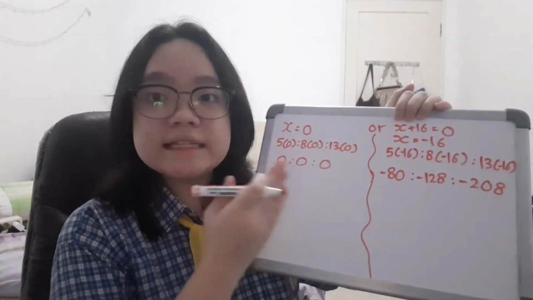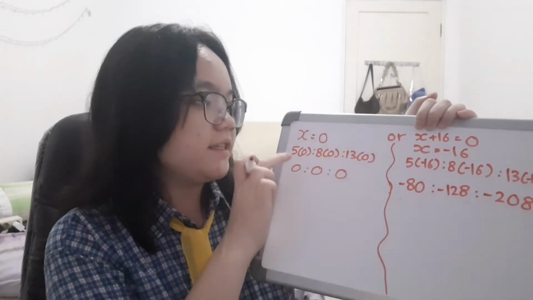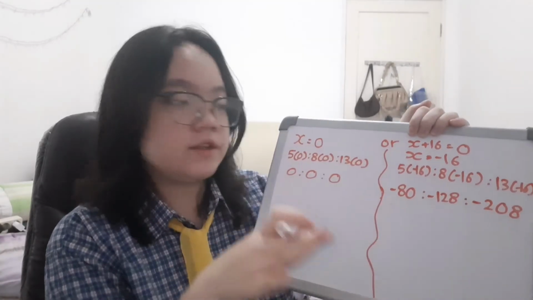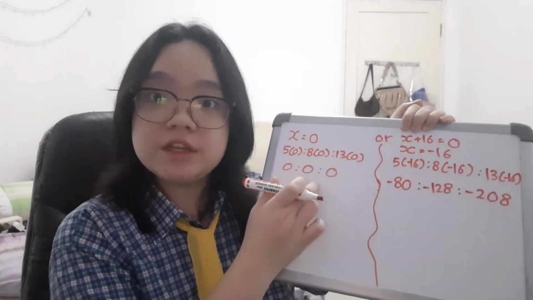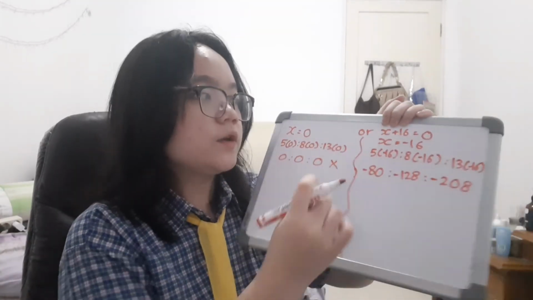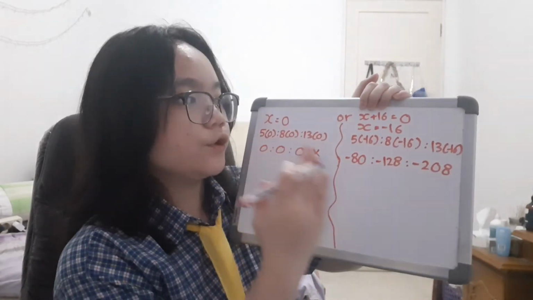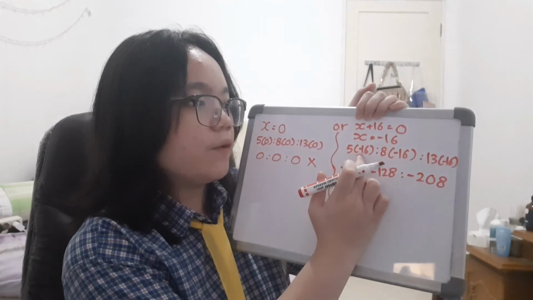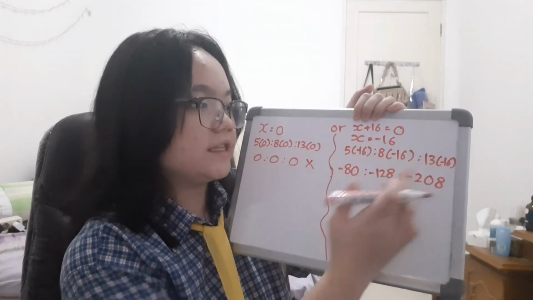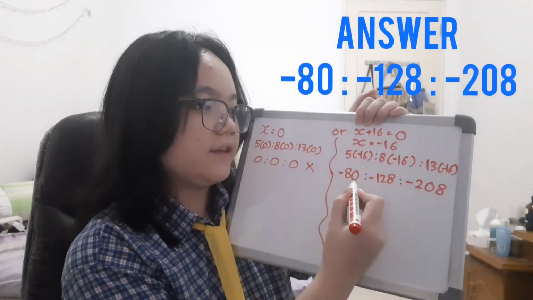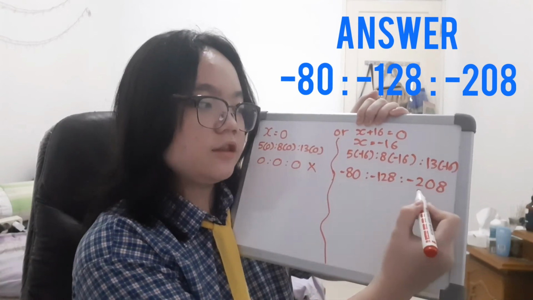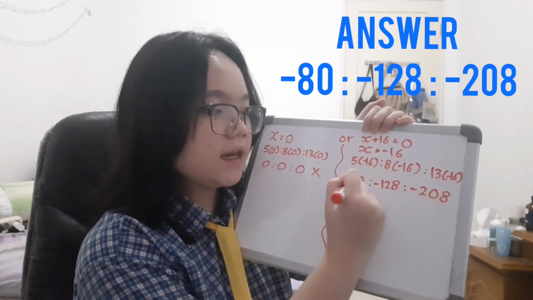But why is x equals 0 not correct? Because if we replace the x with 0, the ratio will become 0 to 0 to 0. So this is already wrong. So the correct one must be x plus 16 equals 0, or x equals negative 16. We just change the x into negative 16, and we will get negative 80 to negative 128 to negative 208, and that is our answer.